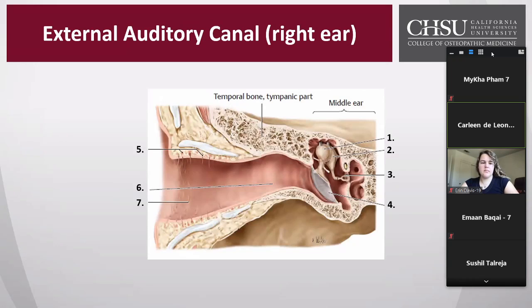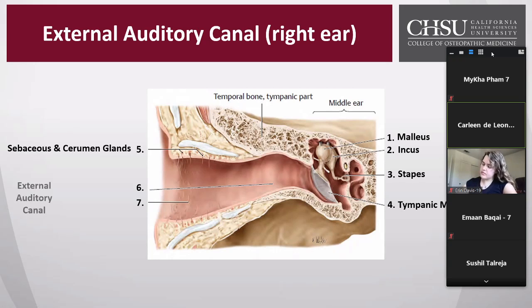Okay, I'm just going to go through some of the parts of the auditory canal. The ossicles, the malleus, incus, stapes, tympanic membrane, the sebaceous and cerumen glands, and the external auditory canal has two parts: the bony part and the cartilaginous part. What I would like you to know on this slide is the cerumen glands.